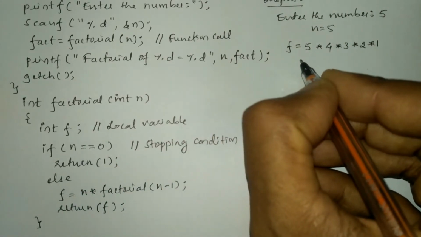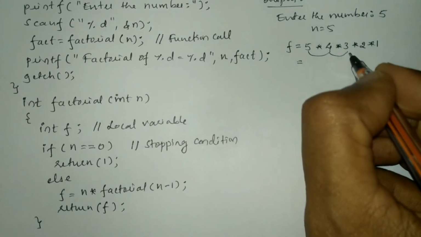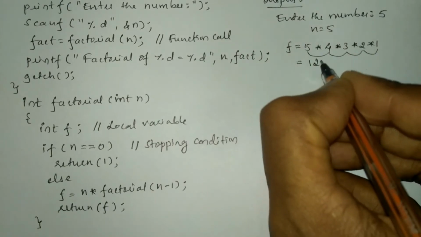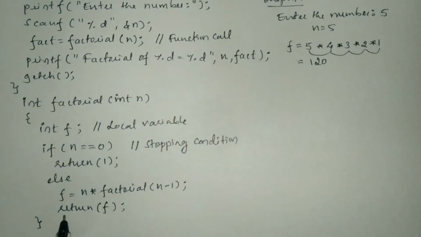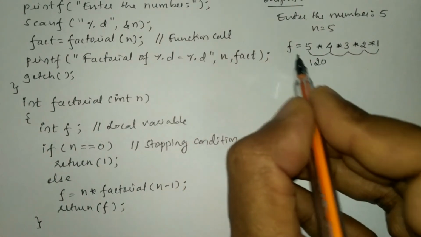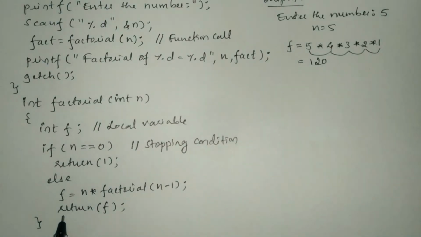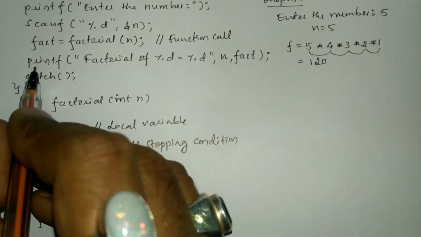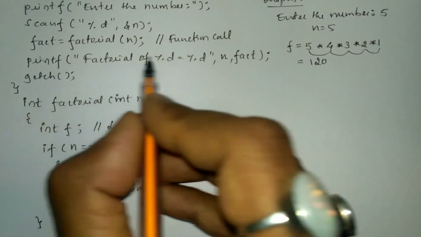So now we are going to multiply: 5 4s are 20, 20 3s are 60, 60 2s are 120, 120 1s are 120. So hence it is going to print this particular statement. After processing this, this value will be stored in the variable f. Here you can see we have written return f. So we are returning integer type of data to the calling function, that is main function.